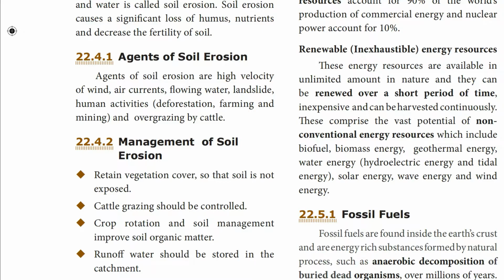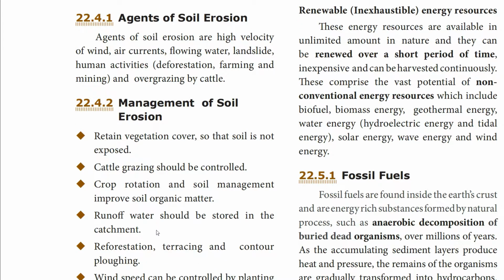It should be controlled. Crop rotation or soil management will improve the soil organic matter, by which it will sustain the fertility of the soil. Runoff water must be stored in the catchment area, by which we can preserve the top fertile soil. Reforestation: if trees or plants are removed, they must be planted again.